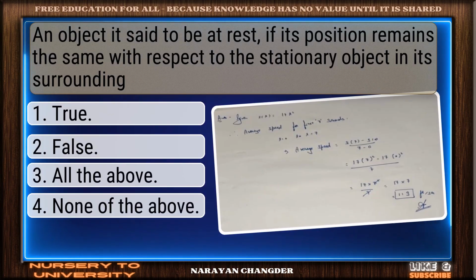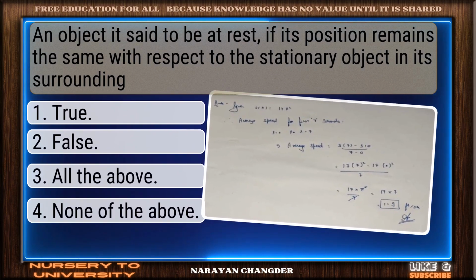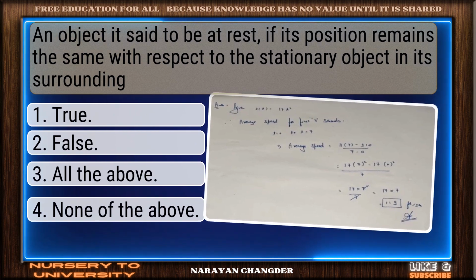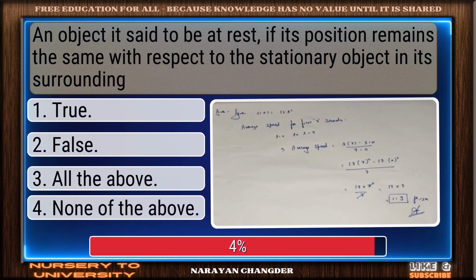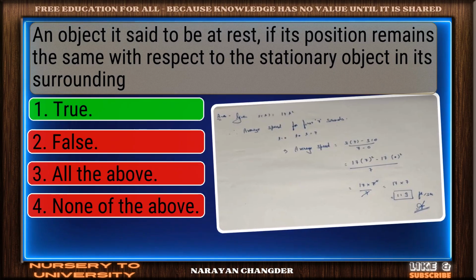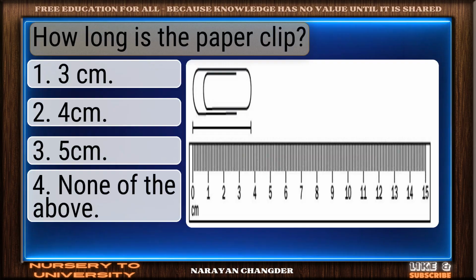An object is said to be at rest if its position remains the same with respect to the stationary object in its surrounding. On track. True is the correct answer.